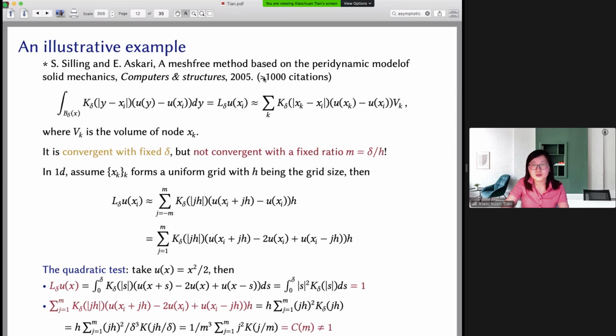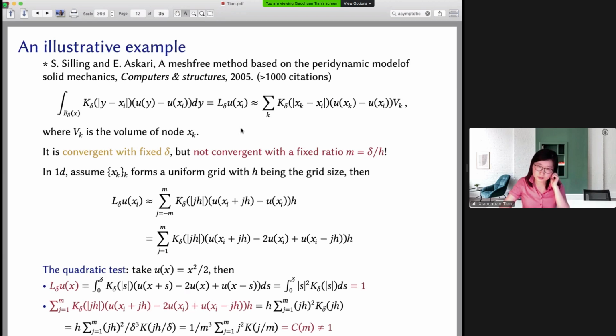Now, today I looked at Google and I saw that it's over 1,000 citations right now. So the idea of this meshfree method in this paper is simple: if I have this non-local operator here, I'm going to write it as a summation of these things, where the xk's are a collection of nodes, and vk is the volume of the node xk.